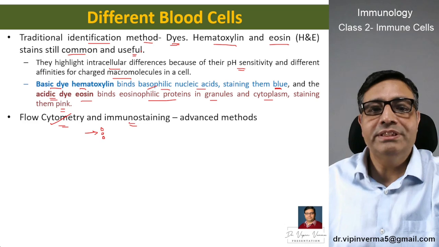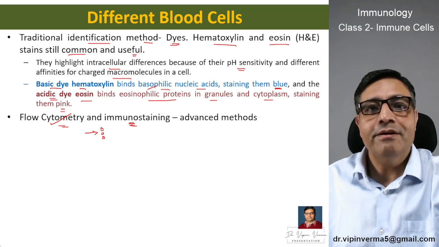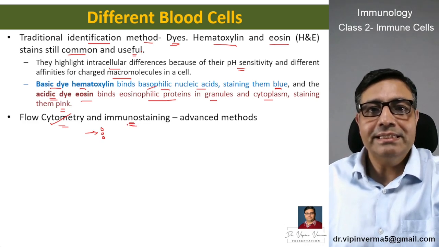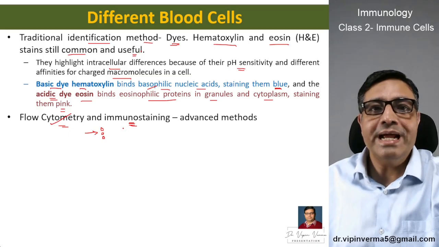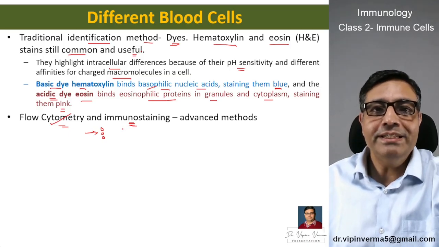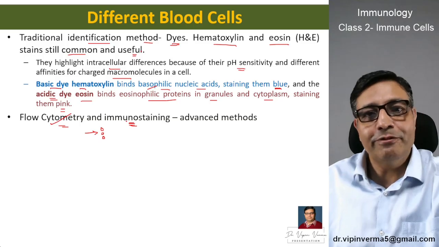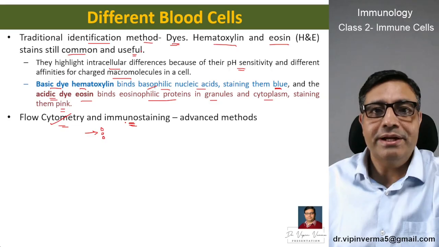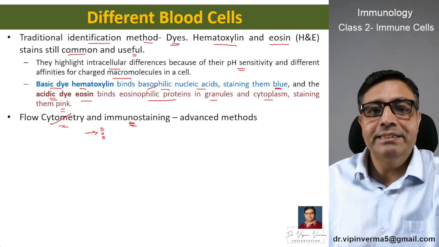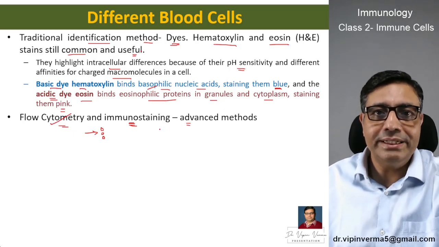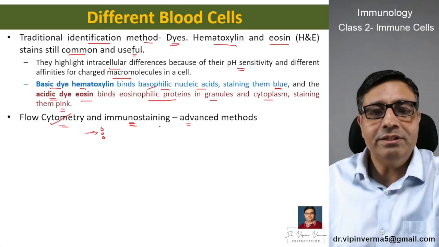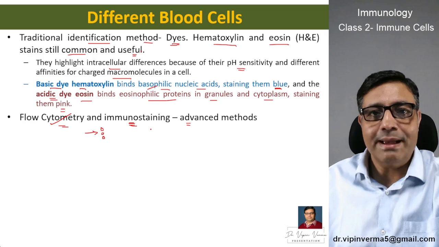And then immunostaining is the method where we stain the cells using the monoclonal antibodies, and we see this binding with the help of the fluorescent dye, maybe under the microscope, fluorescent microscope. So these two methods are the advanced methods, and they have improved our understanding and accuracy about the detection of the different blood cells in a culture or in a sample.